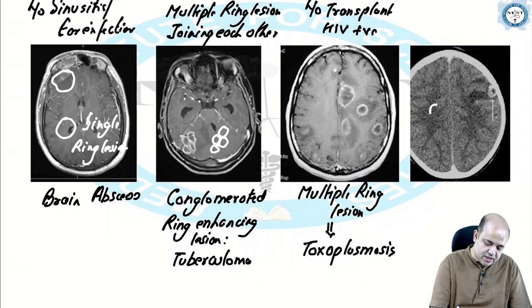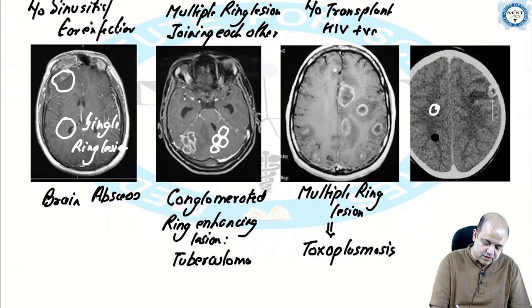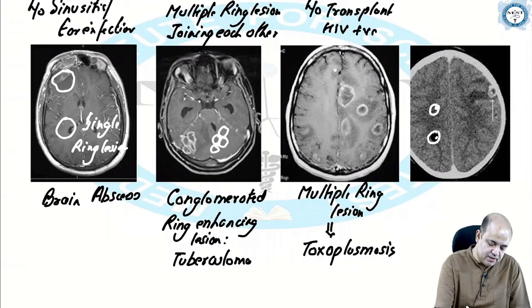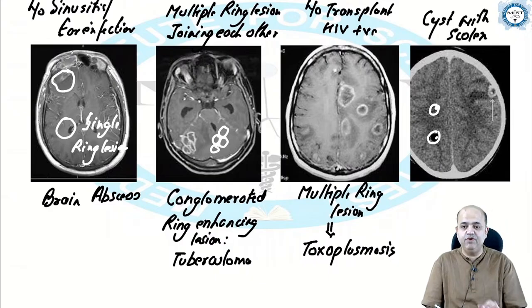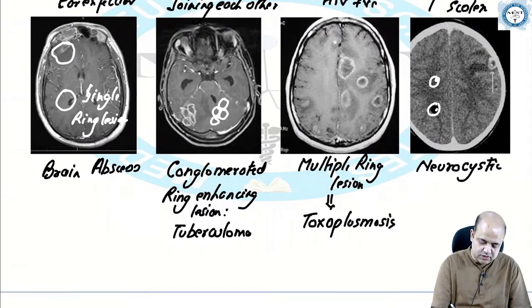There is a small ring lesion, and there is a white dot. There is a cyst, and outside this cyst we have an enhancement, and there is a dot. This is a cyst with the scolex. This is indicative of neurocysticercosis.